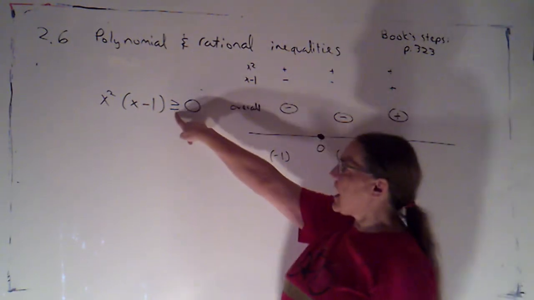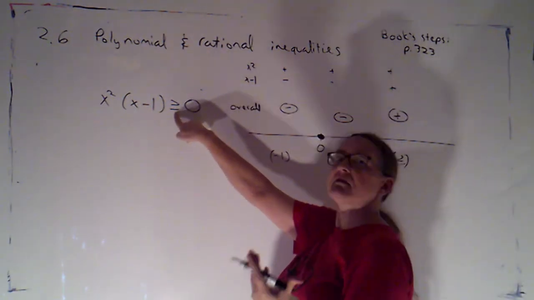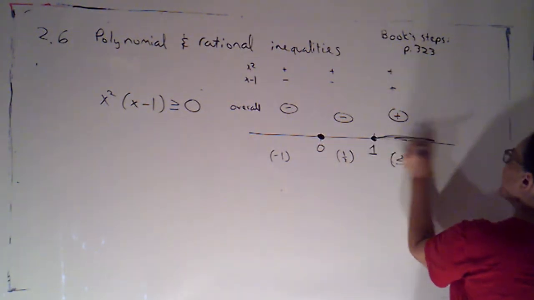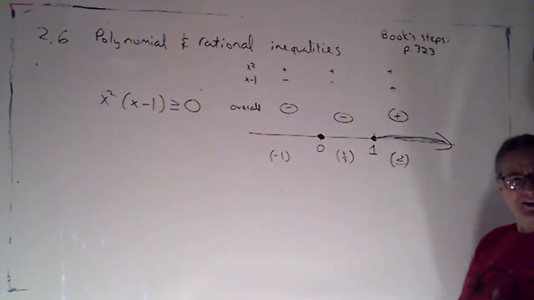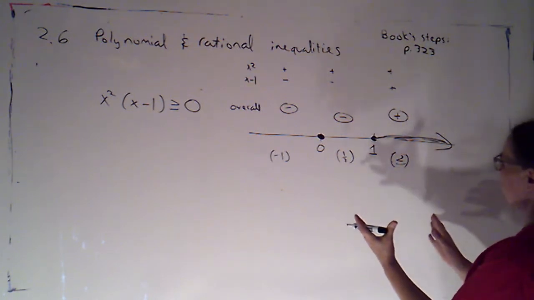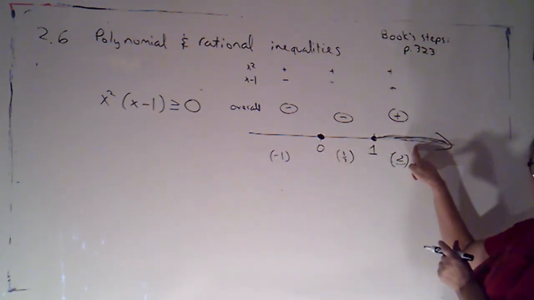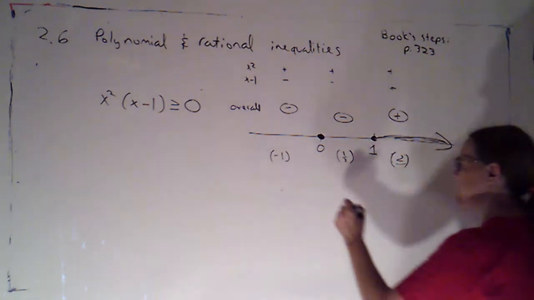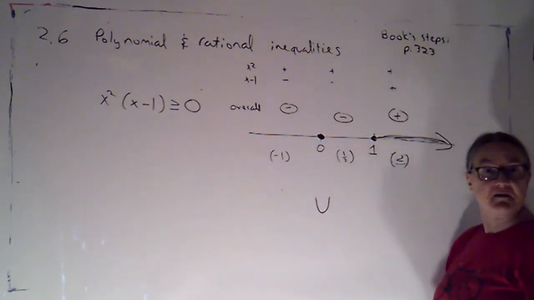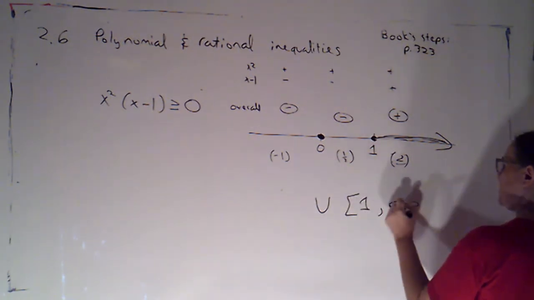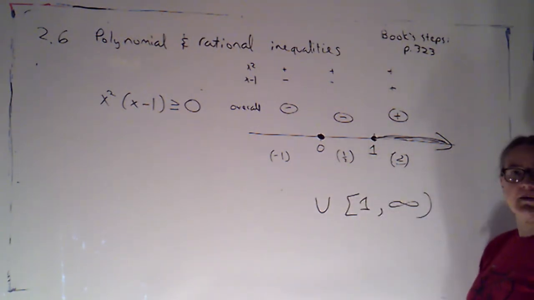Now notice, I wanted where we were positive or equal to 0, so I want to shade this. But now this is kind of interesting because my answer now is a point together with an interval. Now when my answer comes in 2 parts, we're used to using a union sign. And this interval should be no problem. That's going to be just 1 to infinity. We've seen that sort of thing before.